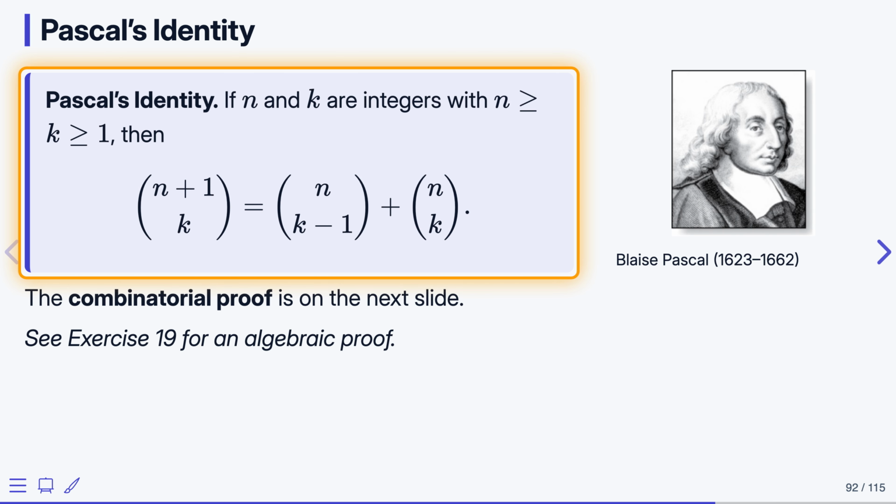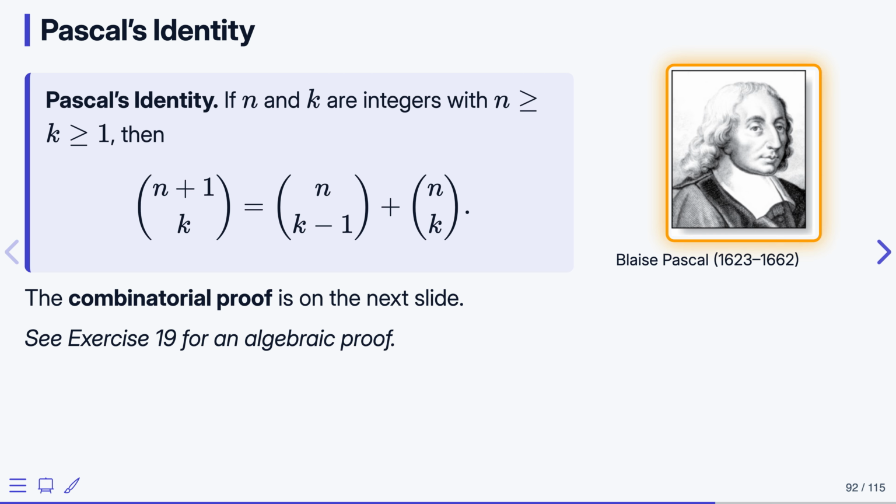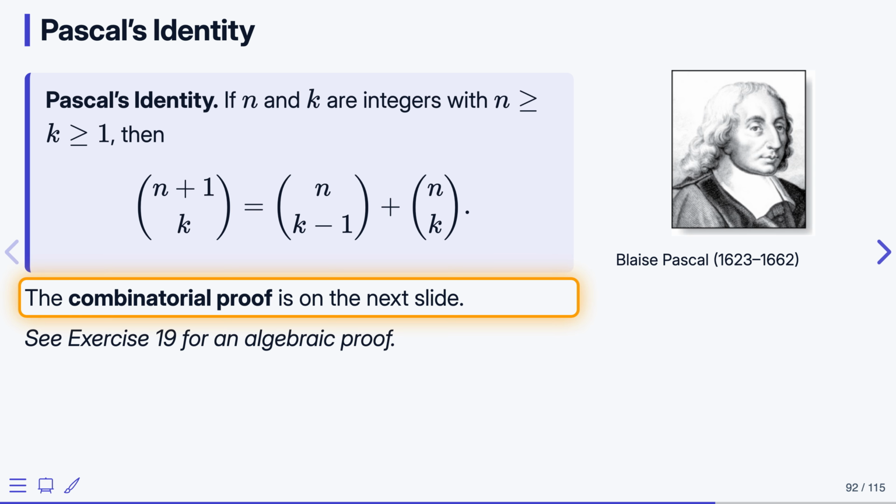Now we meet Pascal's identity. If n and k are whole numbers with n greater than or equal to k, and k is at least 1, then n plus 1 choose k equals n choose k minus 1, plus n choose k. We need k to be at least 1, because the right side uses n choose k minus 1, and k minus 1 must not be negative. The identity is named after Blaise Pascal, who lived in the 1600s. On the next slide, we prove this by counting. The book also gives an algebraic proof in exercise 19.